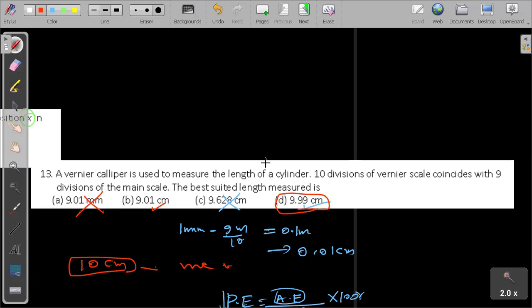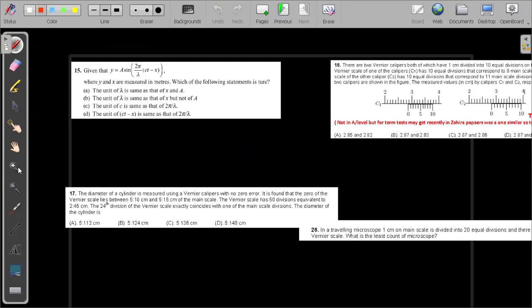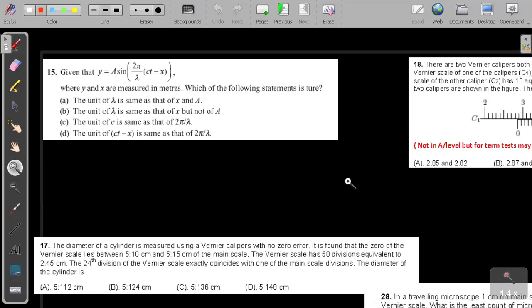I hope that you can understand this part. Now let's move on to the next one. Here it is like, given that y equals a sine 2 pi over lambda c t minus x, right? Where x and y are in meters, the figures are lengths. So no need to check the other part. So which statement is true. So have a look at it.